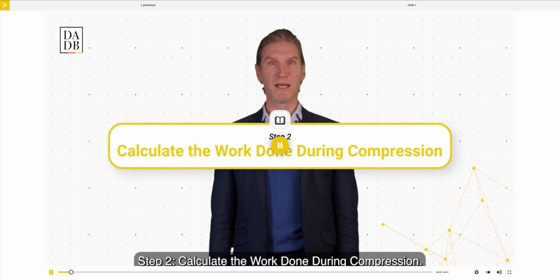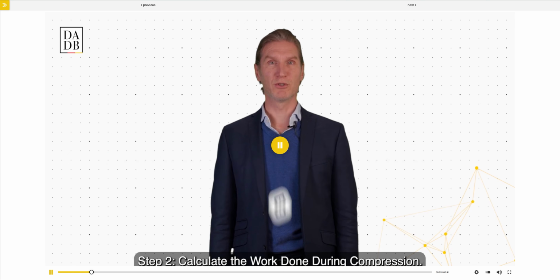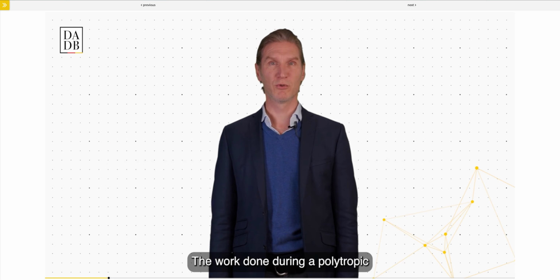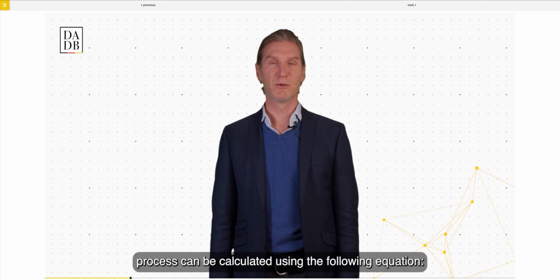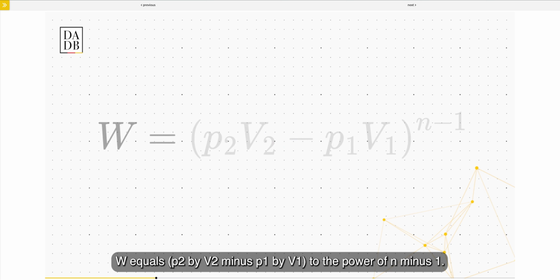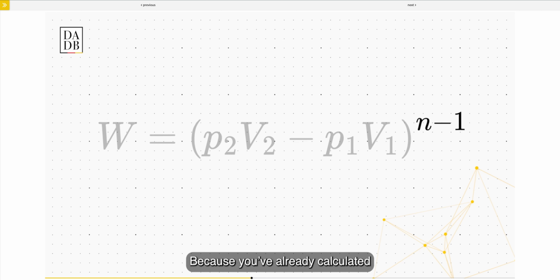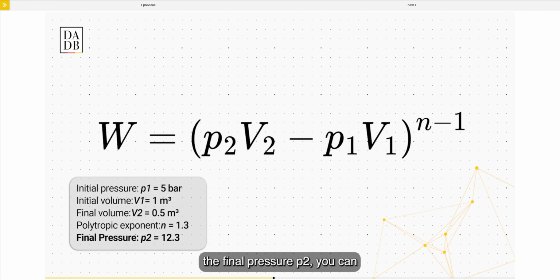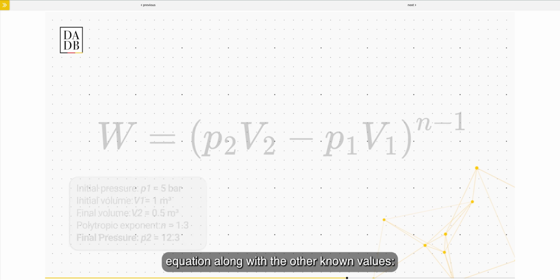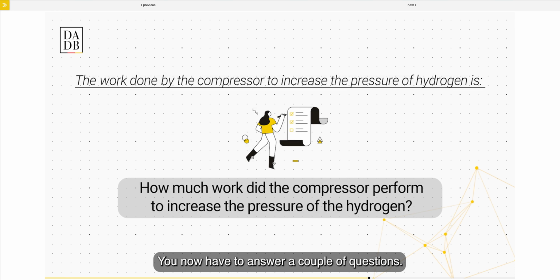Step 2. Calculate the work done during compression. The work done during a polytropic process can be calculated using the following equation. W equals (P2 V2 minus P1 V1) over (n minus 1). Because you've already calculated the final pressure, P2, you can substitute it into the work equation along with the other known values.